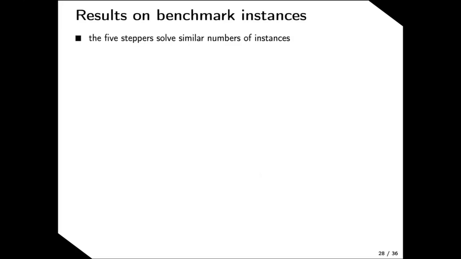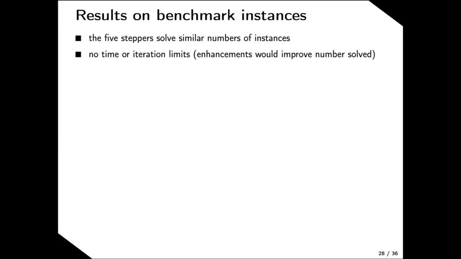Okay. All 5 of the steppers from basic to combined solve a similar number of the 379 instances. This is because we don't impose any time or iteration limits in our testing. If we had imposed limits, the enhancements would actually significantly improve the number we solve. For each of these instances, at least one of the steppers does converge.